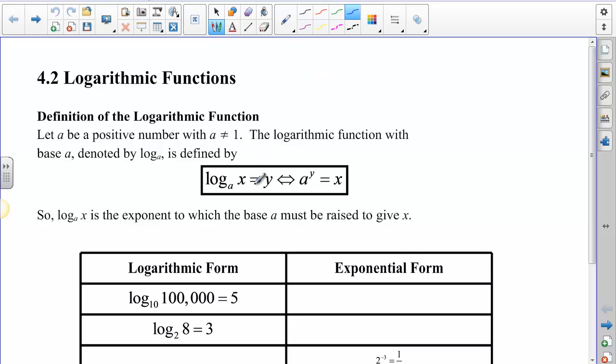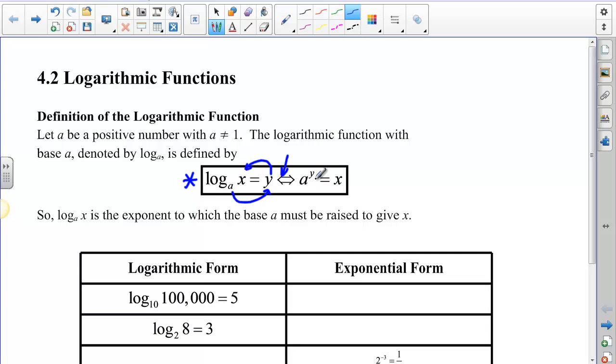And so the first thing that's very, very important is this right here: log base a of x equals y if and only if, that's what this double arrow means, a to the y equals x. And this is important for a couple reasons. Number one, it allows us to go from logarithmic form to exponential form by taking the base to the exponent and saying that it's equal to x, what we were taking the log of.